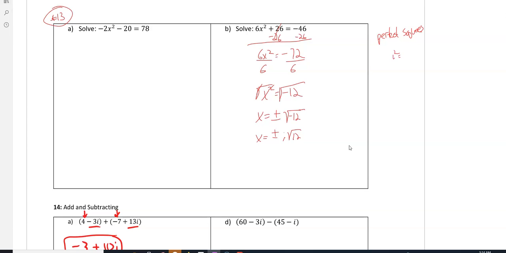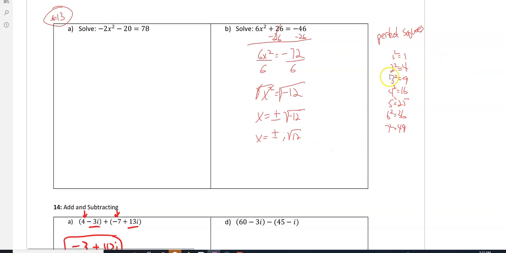1 squared is 1, 2 squared is 4, 3 squared is 9. 4 squared is 16, got ahead of myself there. 5 squared is 25, 6 squared is 36, 7 squared is 49. So you're looking to see if it divides by any of these, 1, 4, 9, 16, 25. Because those are perfect squares, like the square root of 9 is 3, the square root of 16 is 4, the square root of 25 is 5. This one does divide by one of these.